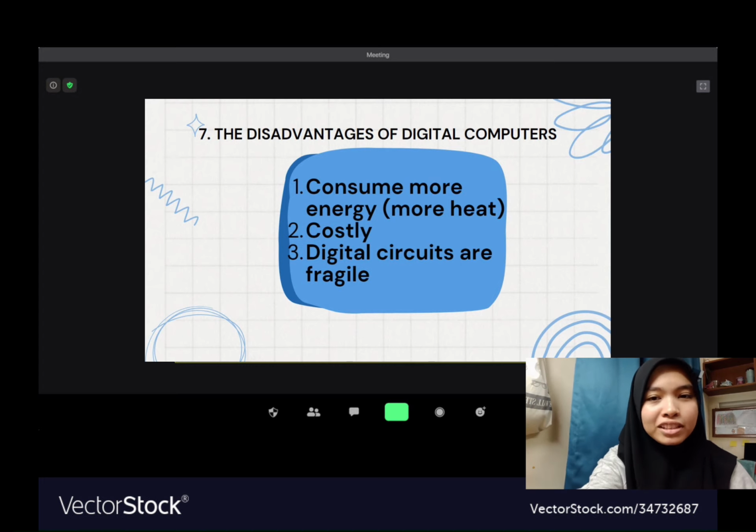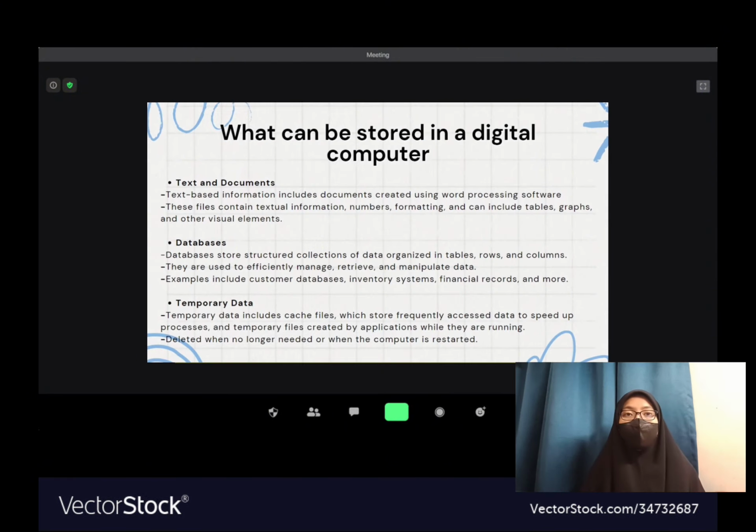If a single piece of digital data is damaged, then a large block of related data can be fully changed. What can be stored in a digital computer? First, text and documents. Text-based information includes documents created using word processing software like Microsoft Word, Google Docs, and Excel. These files contain textual information, numbers, formatting, and can include tables, graphs, and other visual elements.